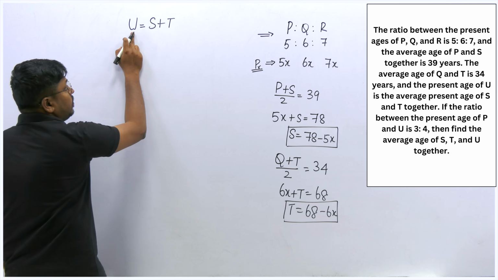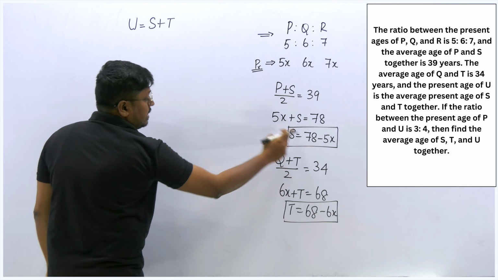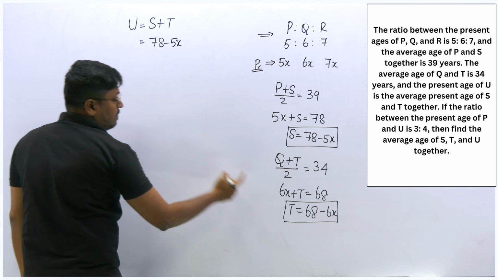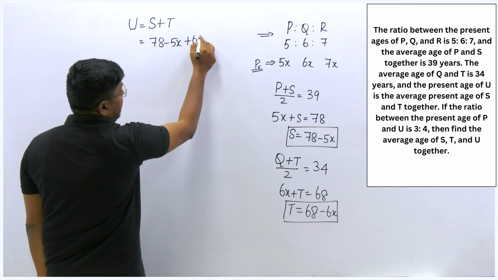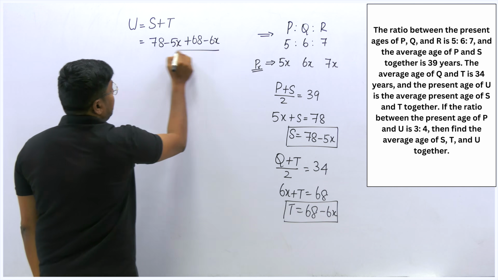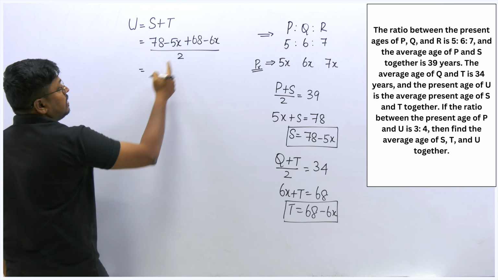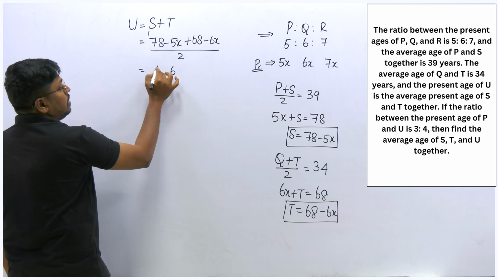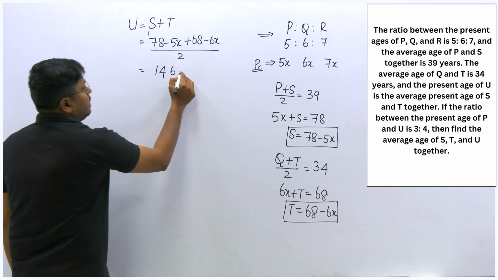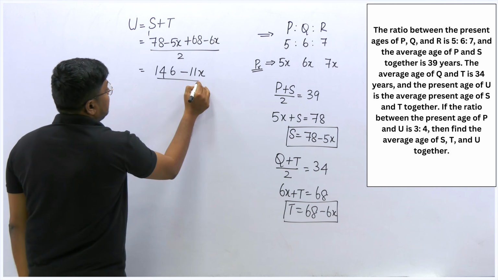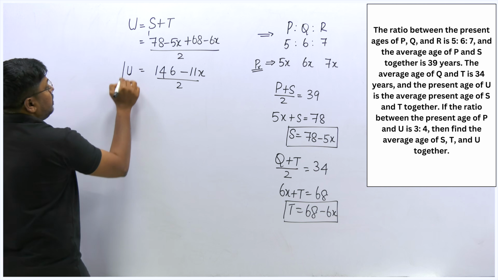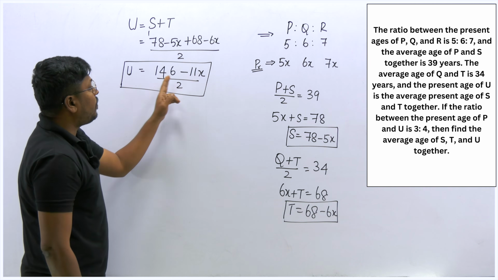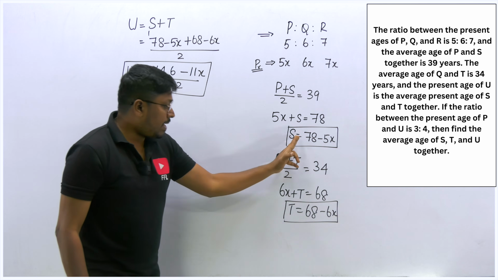So the present age of U will be the average of these two: 78 minus 5x, and similarly T, 68 minus 6x, divided by 2. This can be written as 78 plus 68, which is 146, minus 11x divided by 2, which will be the value of U. So finally we got the value of U as 146 minus 11x by 2, and we got S and T.